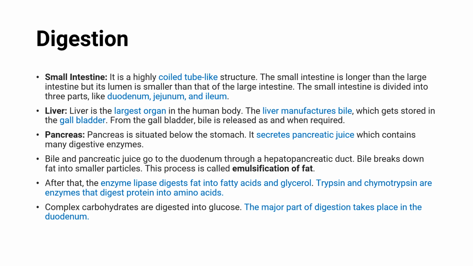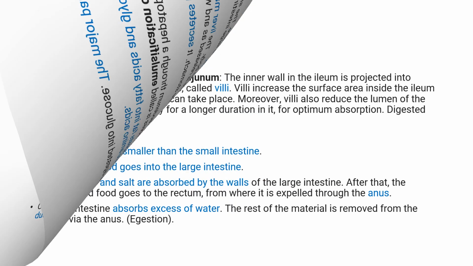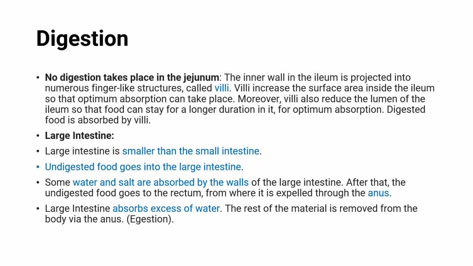After that, the enzyme lipase digests fat into fatty acid and glycerol. Trypsin and chymotrypsin are enzymes that digest protein into amino acids. Complex carbohydrates are digested into glucose. The major part of digestion takes place in the duodenum. No digestion takes place in jejunum.